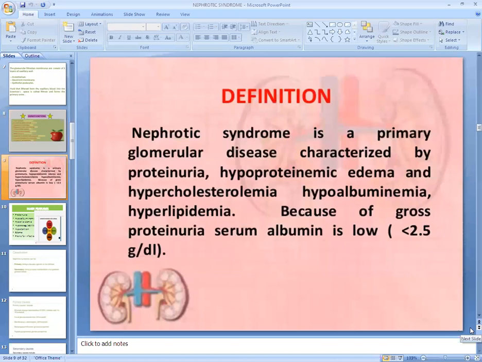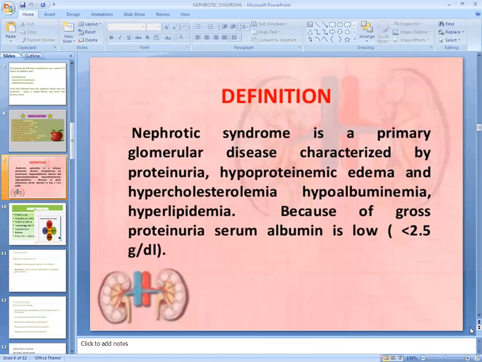Now, what is nephrotic syndrome? We discussed a little about anatomy, physiology, histology, the section of kidney, and the functions of the kidney. Now we proceed to nephrotic syndrome. Nephrotic syndrome is a primary glomerular disease. Understand, the functional part of the kidney is the nephron. The nephron consists of the glomerulus and the tubular system. So in nephrotic syndrome we are mainly dealing with the glomerular part of the kidney.